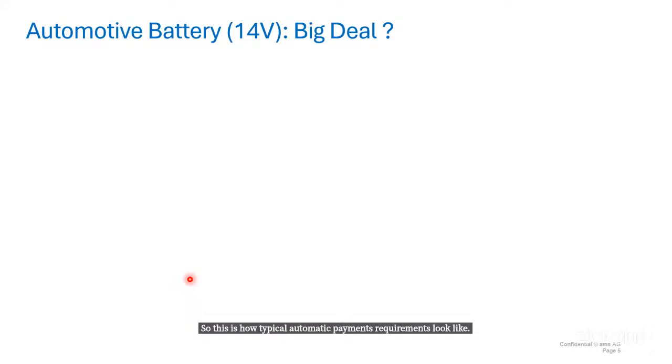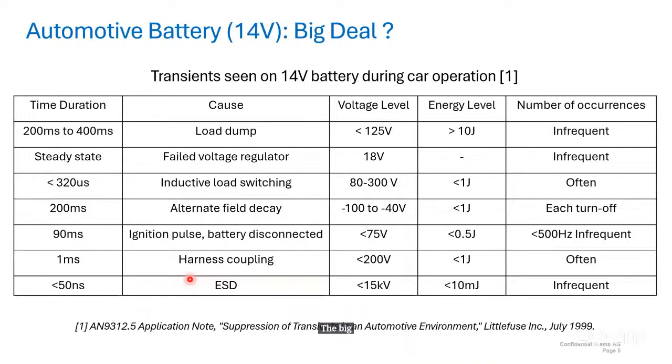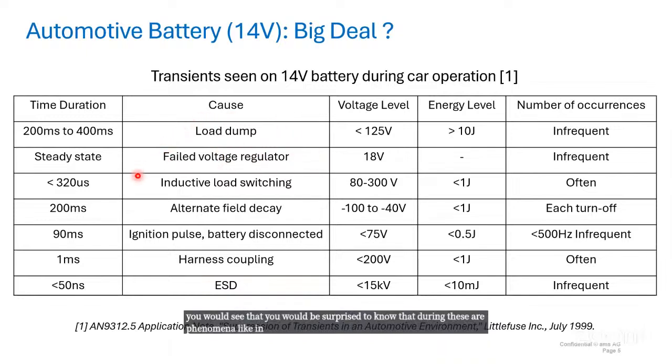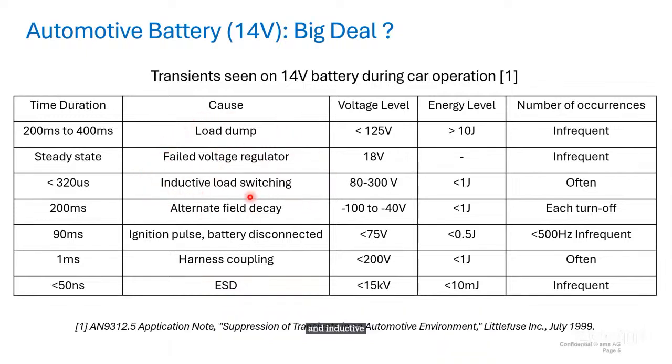Now, let's understand a bit more about the automotive battery. Okay? So typically a fully charged lead acid battery can be as high as 14 volts. So what is the big deal about it? The big deal is that when you look at the transients during car operation on a 14 volt battery, you would be surprised to know that there are phenomena like a load dump, failed regulator, inductive load switching, alternator field decay, ignition pulse, harness coupling, and ESD. Let's say you suddenly crank your engine or you turn on your AC. All of these will lead to very high transients on this 14 volt battery. And you can look at the voltage level here.